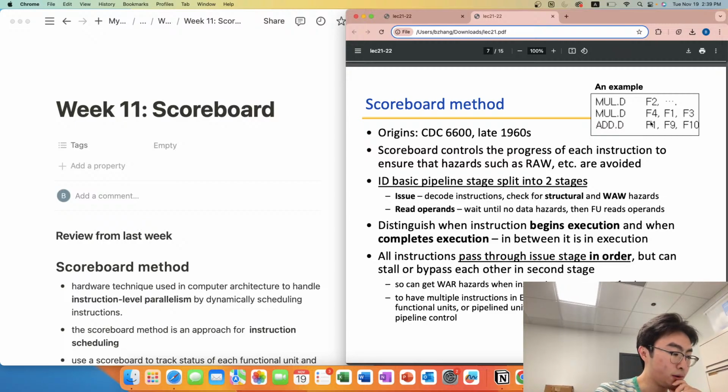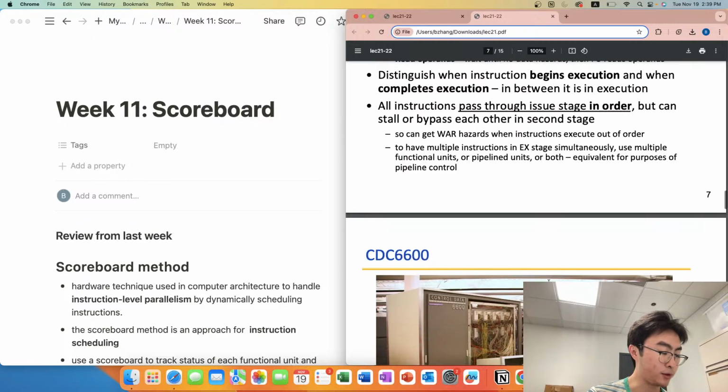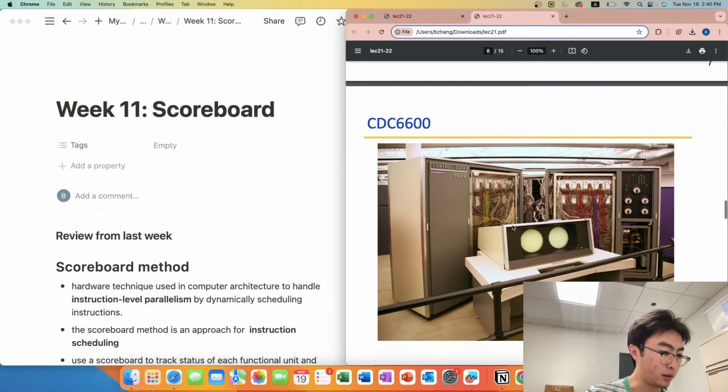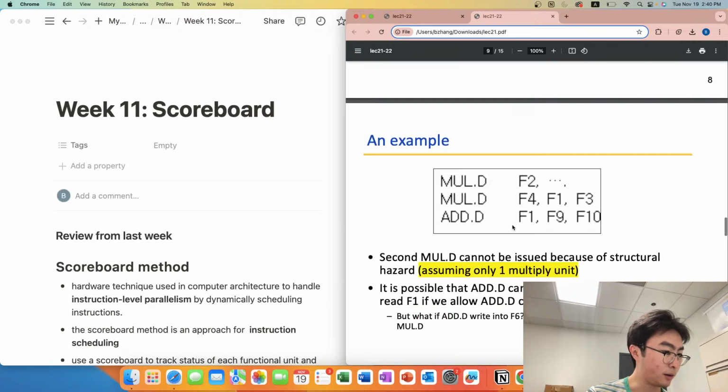Okay, to have multiple instructions in the execute stage simultaneously, use multiple functional units or pipeline units or both, equivalent for purposes of pipeline control. Yeah, damn, this is a big computer, alright.